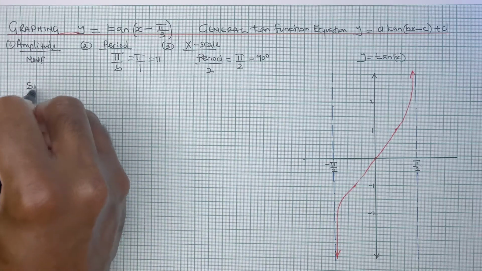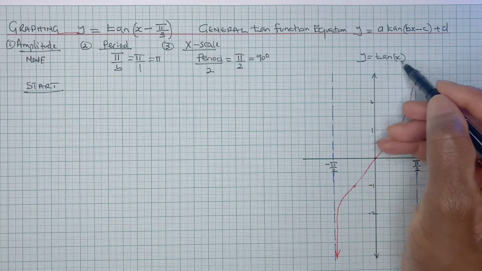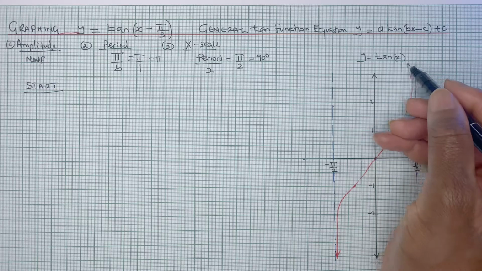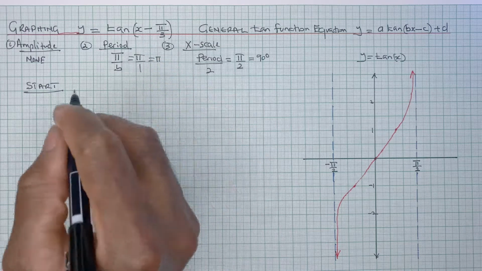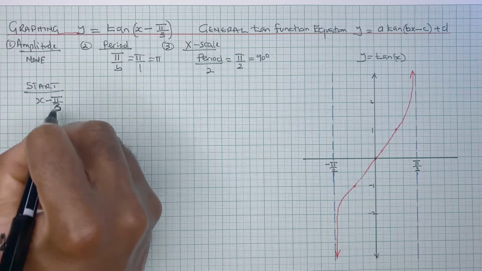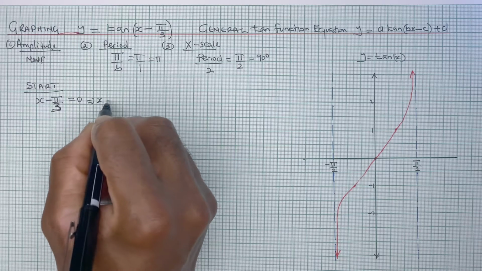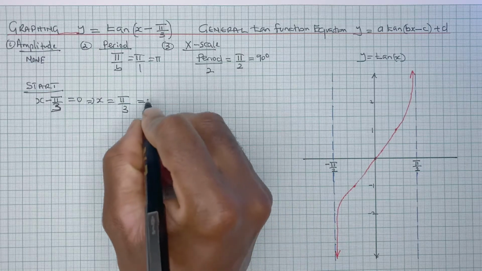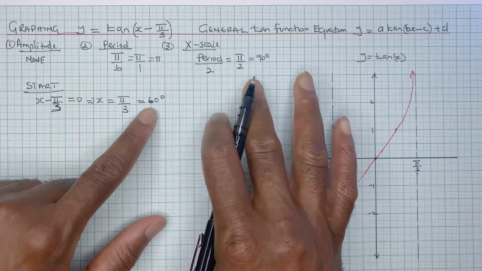Now we need to find the start of the plot. The start is when we set what's in the bracket to 0. For the parent function, x equals 0, so we start from 0. Here, we equate what's in the bracket to 0. So x minus π/3 equals 0, which implies that x equals π/3, and π/3 is 60 degrees. So we start at 60 and we add 90. That's what this is telling us.